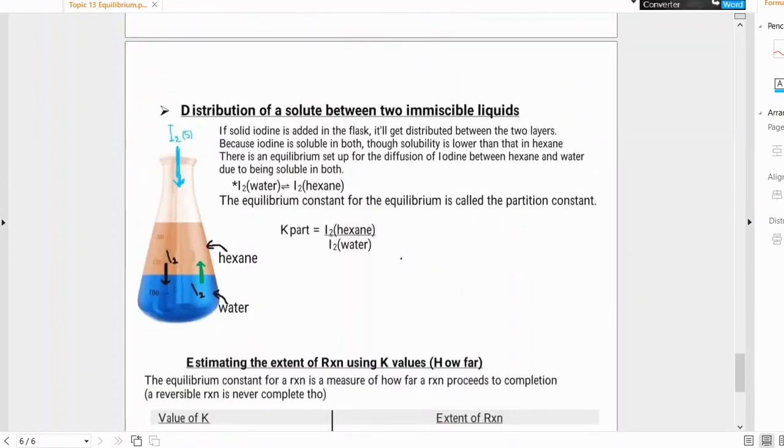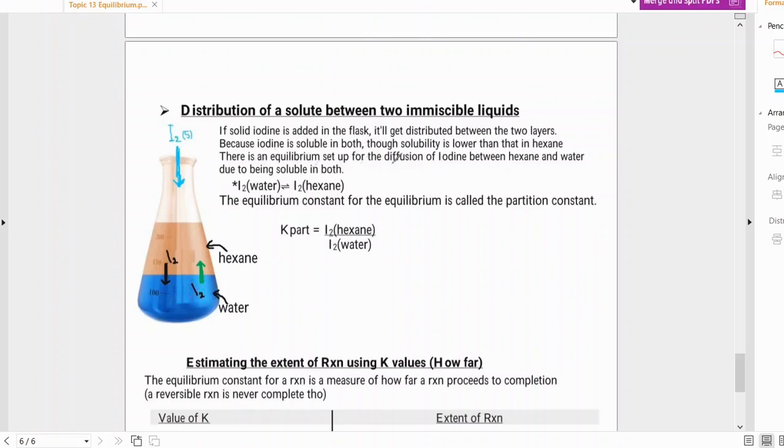So, just an application. If solid iodine is added in the flask, it will get distributed between the two immiscible layers. Why does it get distributed between the two and not remain in one? Because it is soluble in both of them. In the hexane layer, the solubility of iodine is less, and in water, the solubility is more. So the concentration of iodine in the water layer is greater, and the concentration of iodine in the hexane layer is less.